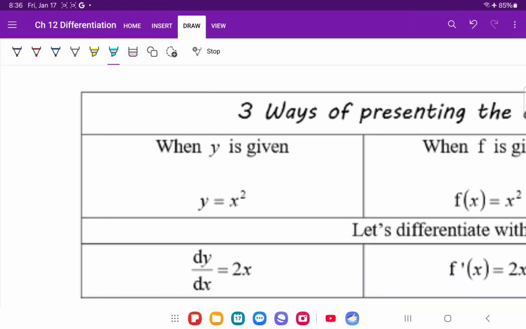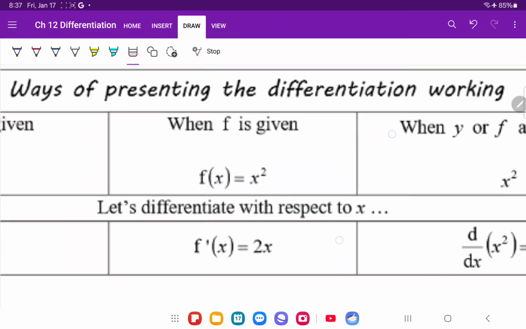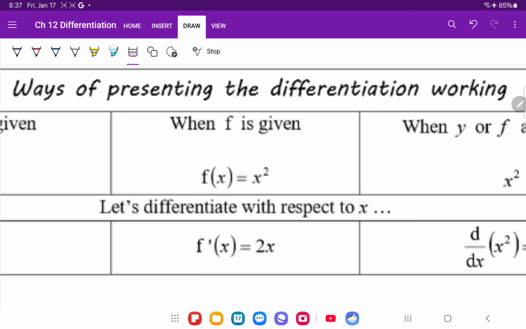First, if y is given, so y equals to x squared. When the letter y is given, the gradient function is simply dy dx, and you can perform the power rule to obtain 2x. That's method 1. Method 2, when they give you a function, let's say f of x. Okay, they don't give you y anymore, they give you f of x. If you differentiate, you get something called f prime x. There is a symbol here, f prime x. On the right hand side, you proceed to do the power rule.